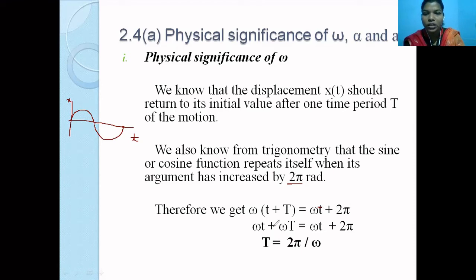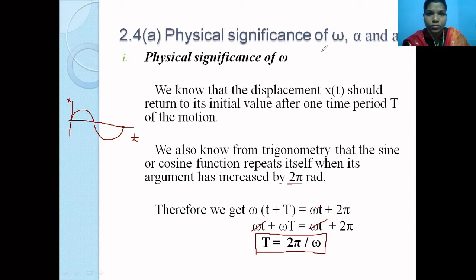So omega t plus omega into capital T, I can write as omega into small t plus omega into 2 pi. This omega t and that omega t will get cancelled, and hence I will get the equation for time period, which is 2 pi by omega. So this is the physical significance of omega: omega gives you information about the time period of the oscillating particle.